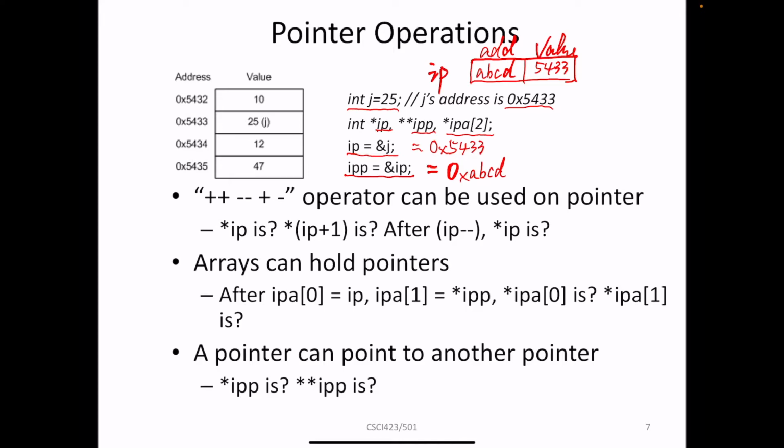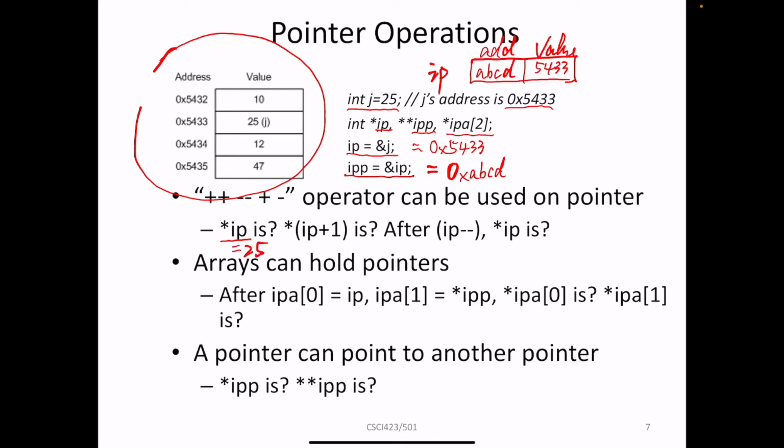So based on the figure on the left side, let's see the answers of each operation down below. First, let's see what is star ip. When we want to get the value pointed to by a pointer, we can put the star in front of the pointer, which we also call dereference. For example, since ip is a pointer that points to the variable j, when we put a star in front of ip, we can get the value of j, which is 25. So star ip is equal to 25.